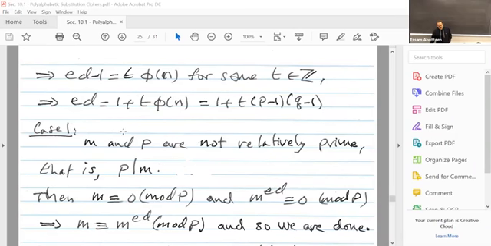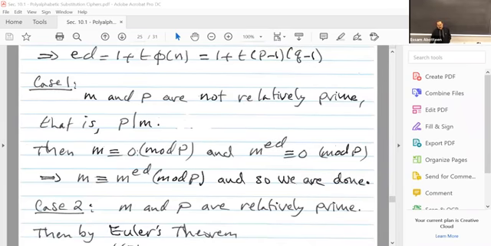There are two cases to consider. One case is that M and P are not relatively prime, which is equivalent to saying that P is a factor of M. So in this case, M is congruent to 0 mod P. Then we can raise both sides of this congruence to the exponent ED, and we get 0. So by transitivity, M is congruent to 0 and M to the power ED is congruent to 0, so M and M to the power ED are congruent to each other mod P.